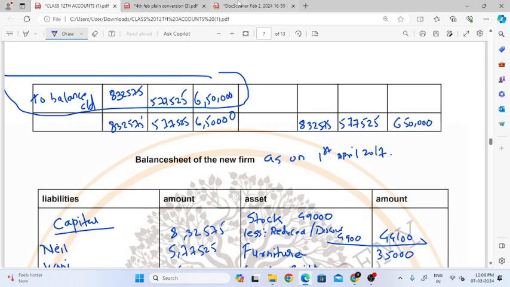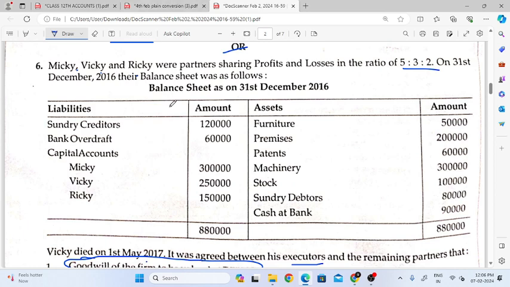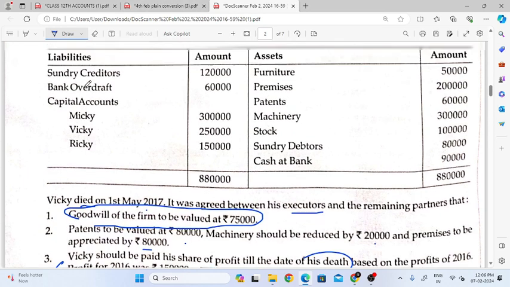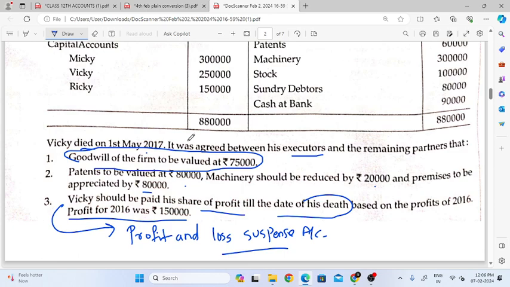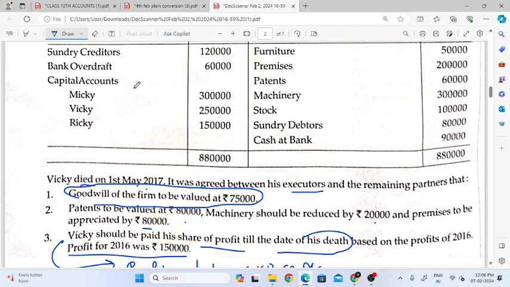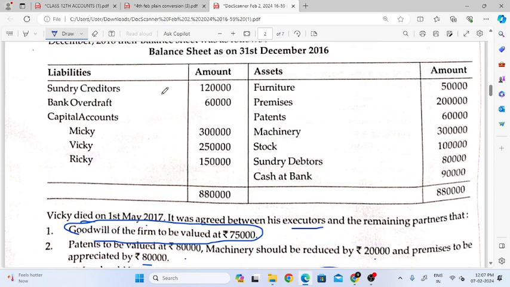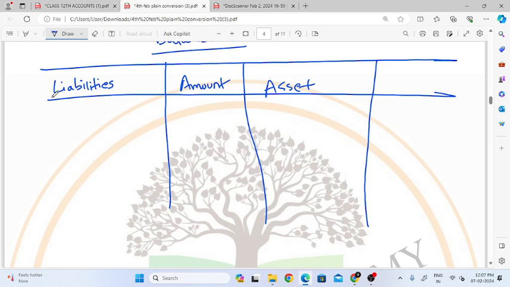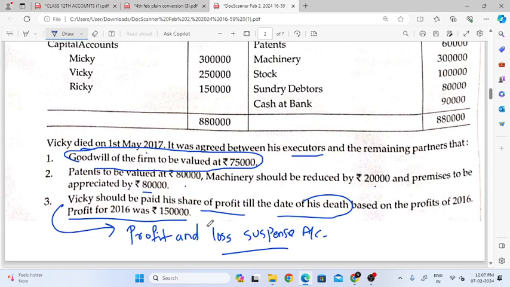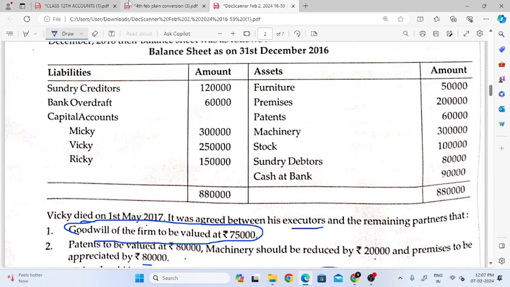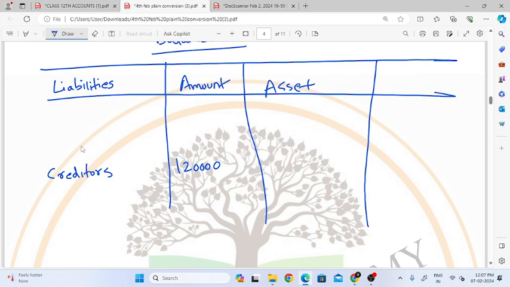Then what they have given is sundry creditors. So the first thing we have to check is whether there is any adjustment for these creditors. I cannot see any adjustment with regards to the sundry creditors. So the creditors amount is 1,20,000. We are going to take the creditors amount as it is. Creditors 1,20,000. Then bank overdraft, is any adjustment given? No. So bank overdraft 60,000 is going to go as it is. Bank overdraft 60,000.